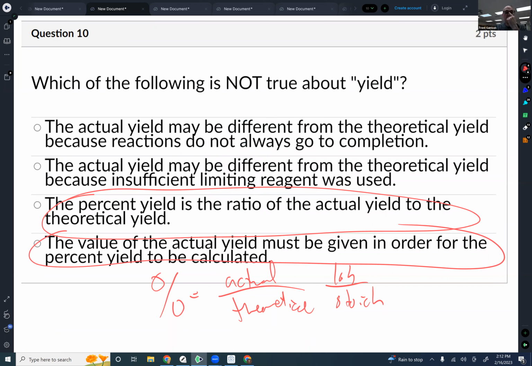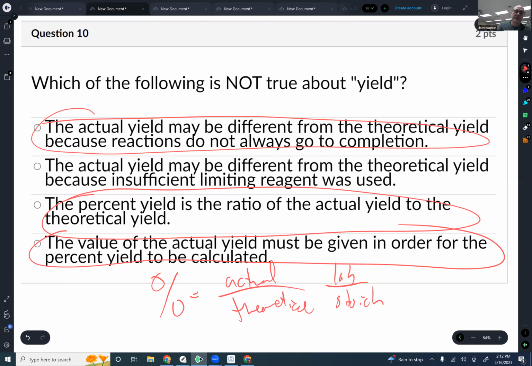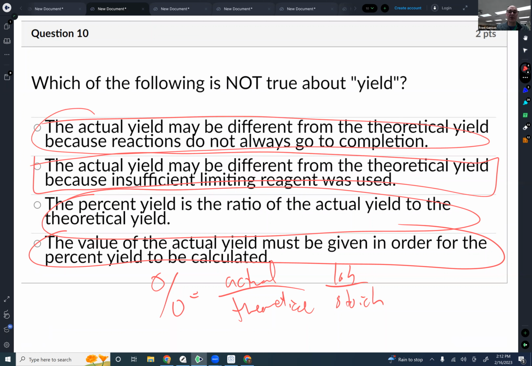The actual yield may be different from the theoretical yield because reactions do not always go to completion. That is also correct. That's the whole purpose of a yield. So it's this one here where insufficient limiting reactant. Well, that's the very definition of a limiting reactant. So the actual yield may be different from the theoretical, not because of the limiting reactant. The limiting reactant doesn't have anything to do with it. So that is your choice there, B.